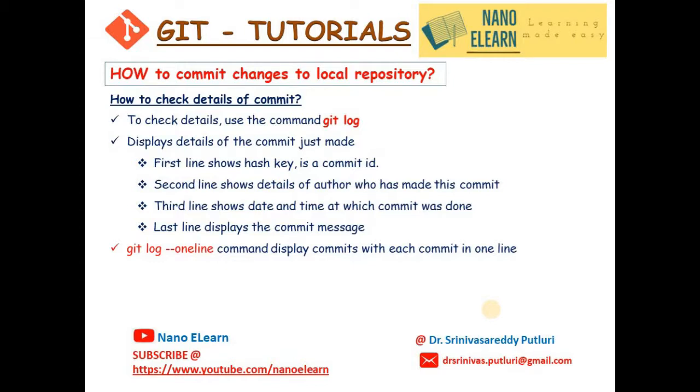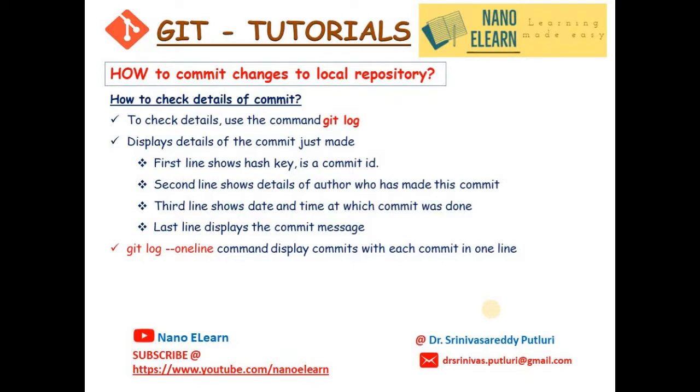How to check the details of the commit? Before that, make sure to check the status of the repository using the command git status. The status says nothing to commit, which means that all the changes made to the local repository has been committed. Now to check the details of the commit, use the command git log. This command fetches all the details of the commit just made.